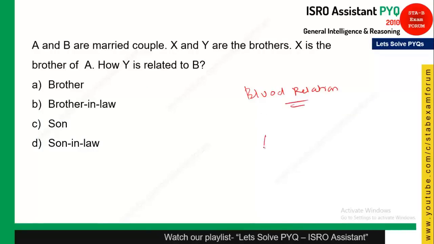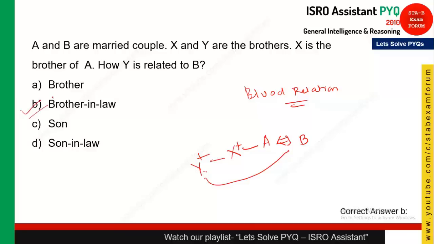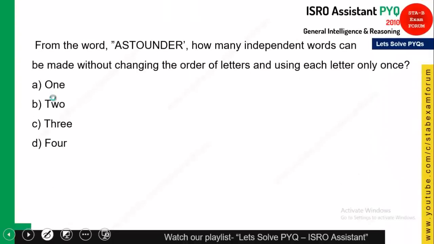A and B are married couples. So let's quickly draw this tree. X and Y are brothers. X is brother of A, and X and Y are brothers. So how is Y related to B? Y will obviously be brother-in-law. Whether A is male or female, or B is male or female, Y will always be brother-in-law. So option B is the correct answer. Okay, let's see the next question.